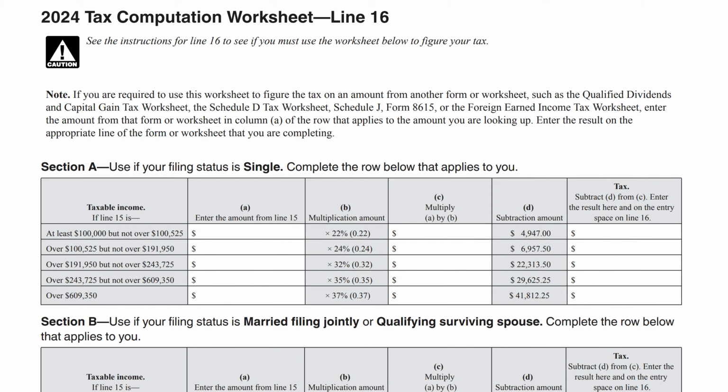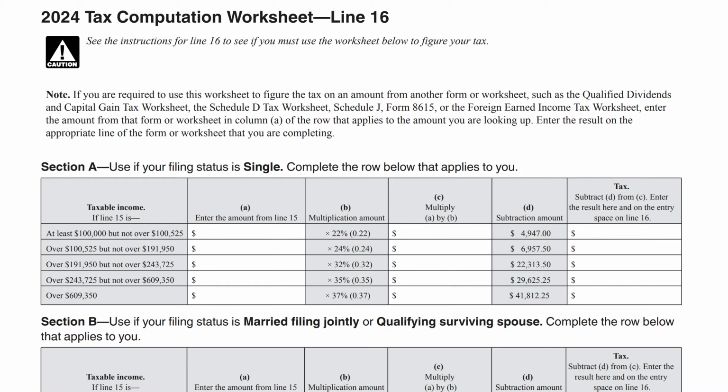How to compute your tax liability using the tax computation worksheet for line 16, which you can find in the IRS Form 1040 instructions. So this is the computation worksheet that appears after the tax tables. If you're manually calculating your tax liability based on the taxable income on line 15, then you would use the tax computation worksheet for any taxable income amount over $100,000. So regardless of filing status.